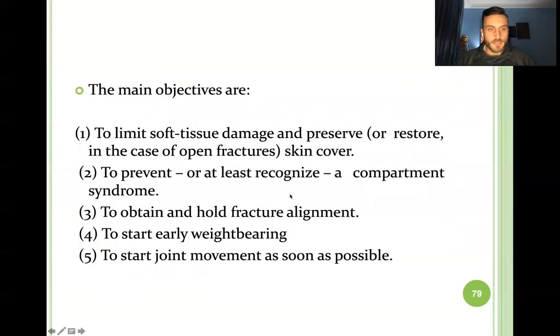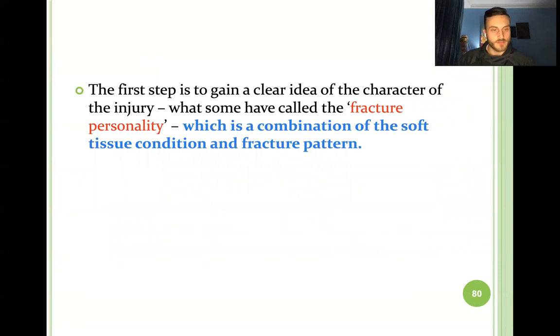Okay. The main objectives, as I told you before: soft tissue injury, be careful, prevent compartment syndrome, hold the fracture, early weight bearing, early mobilization for the patient, and start to move as soon as possible. Good. I love this word, which is fracture personality. So what's fracture personality? You have to study your fracture before you go into the surgery, before you rush into the patient. Think about the fracture.